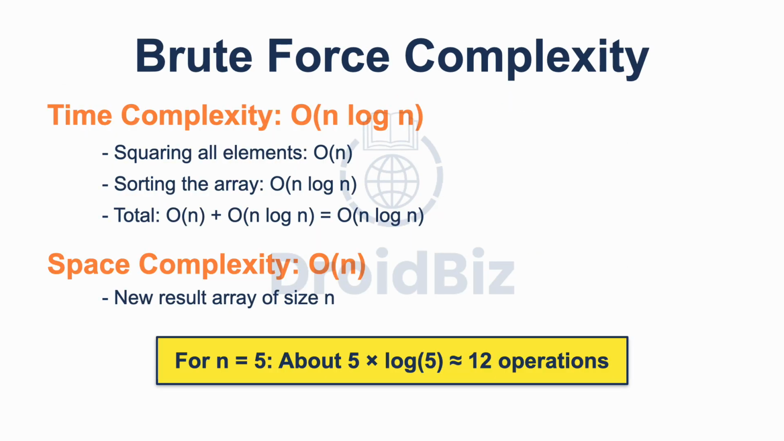Let's analyze the complexity of the brute force approach. The time complexity is big O of n log n. Here's the breakdown. Squaring all elements takes big O of n time. Sorting the array takes big O of n log n time. The total is big O of n plus big O of n log n, which equals big O of n log n. The space complexity is big O of n because we need a new result array of size n. For example, if n equals 5, we need about 5 times log of 5, which is approximately 12 operations.